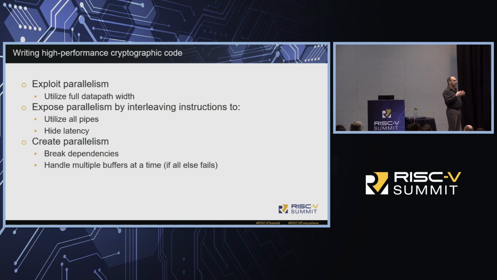So you're using those bubbles to do useful things. And then, yeah, it also hides your latency. So it really doesn't make that much difference if your latency is 3 cycles or 4 cycles for an instruction, because you're doing more in parallel. And then you want to create parallelism where you can. And so you can do that by breaking dependencies. I'll talk about that in the next slide. And then if all else fails, handle multiple buffers at a time. And I'll talk about that a little bit more in this last slide.